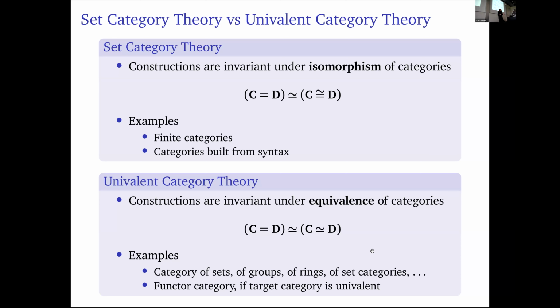So this difference between set category theory and univalent category is important for the purpose of my talk. We have set category theory where constructions on categories are invariant under isomorphism of categories. Examples of such set categories are finite categories or categories built from syntax. And we have univalent categories, on the other hand, where constructions are invariant under equivalence of categories. Many examples of categories that arise typically are univalent. So we have a univalent category of sets, of groups, of rings. We have a univalent category of set categories, for instance, and so on.